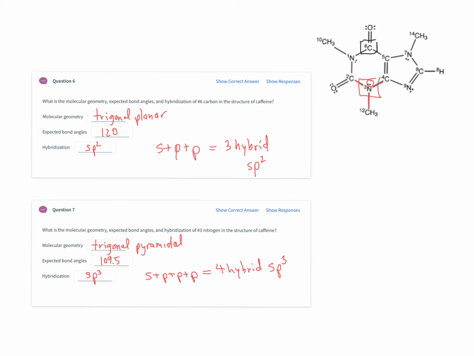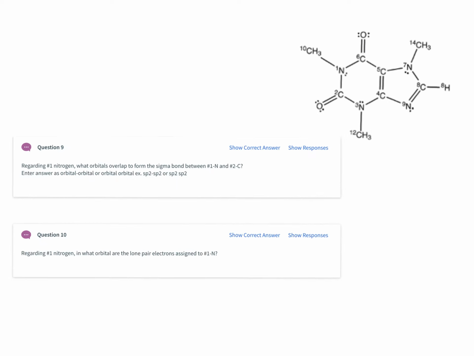So we should be able to do that by just looking at the atom, looking at how many bonds are around that atom and how many lone pair electrons are around that atom to determine the total number of electron domains around that central atom. We use that total number to determine the hybridization, and then we can also determine the bond angles and the electron domain and molecular geometry. Questions 9 and 10 are kind of related to that.